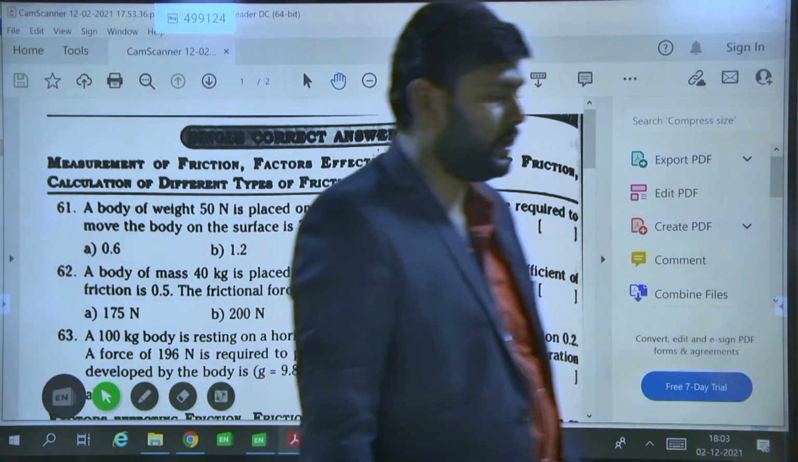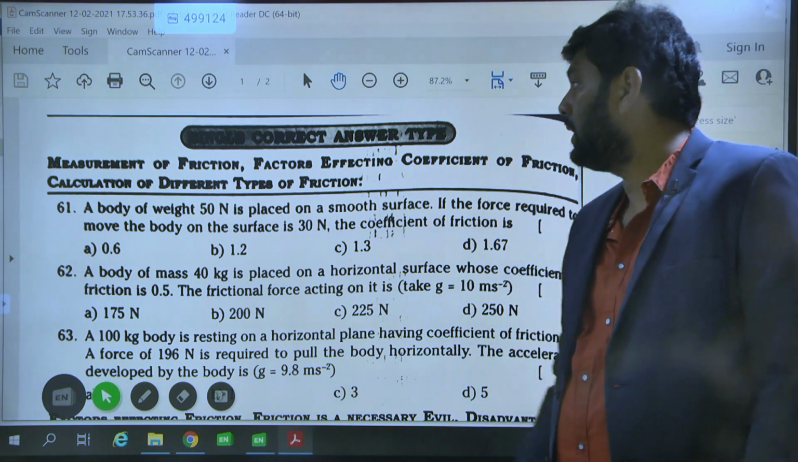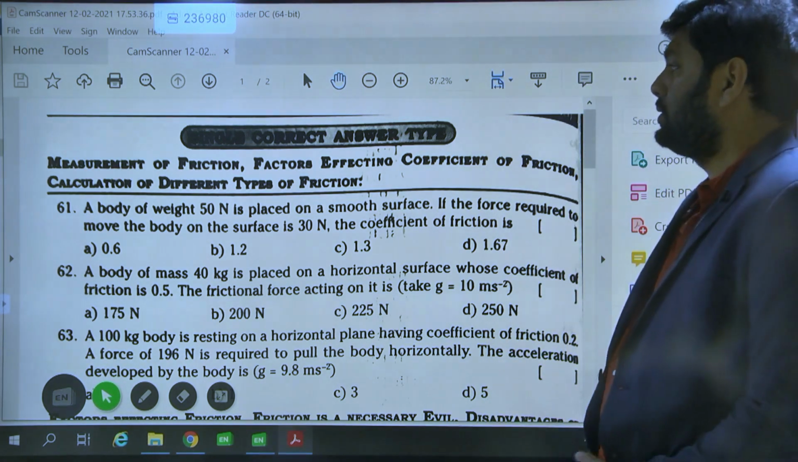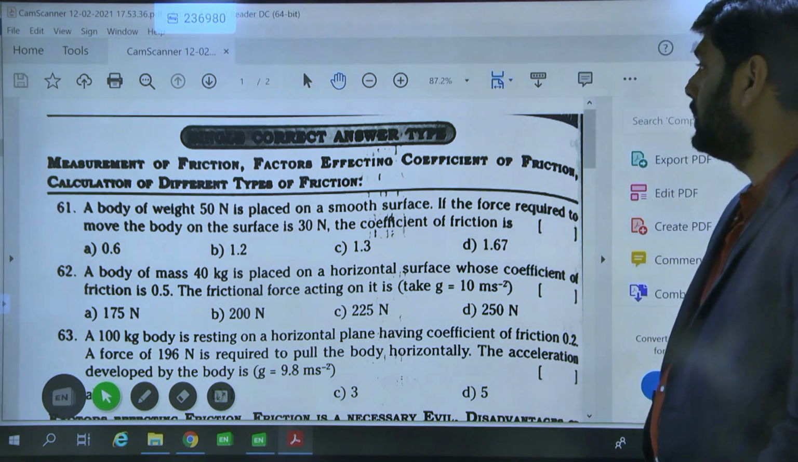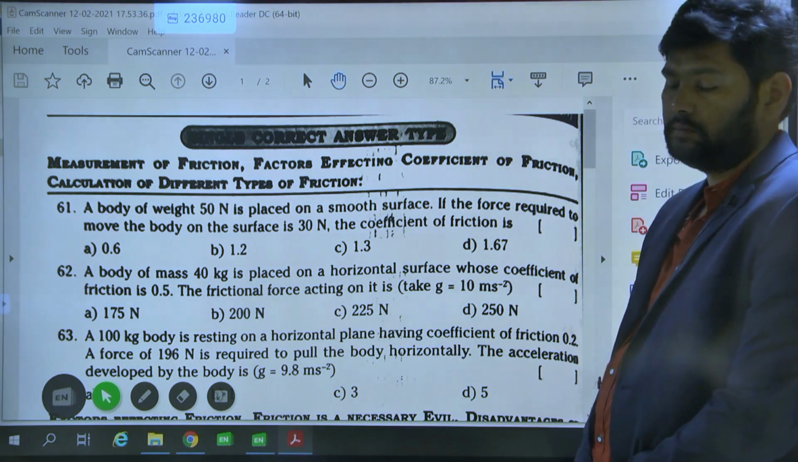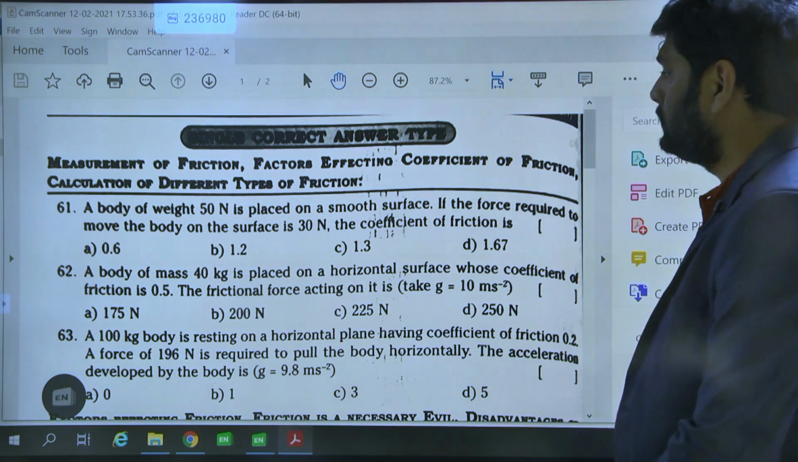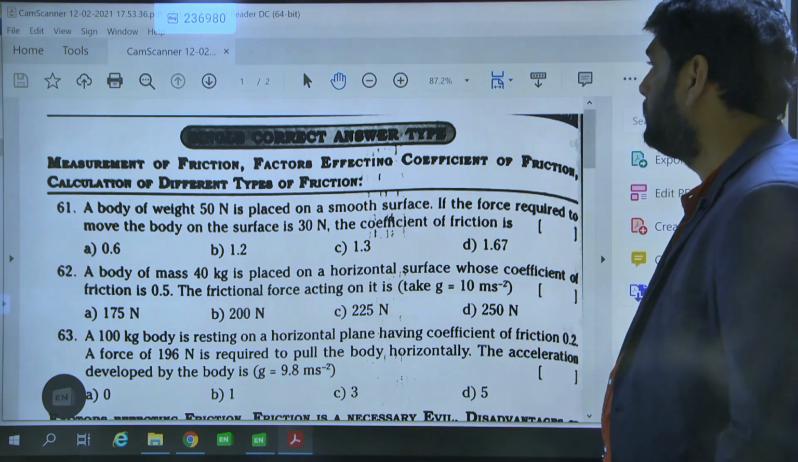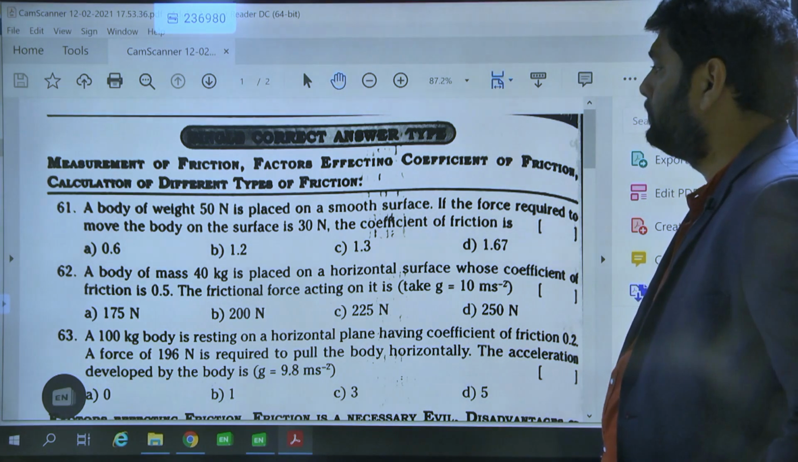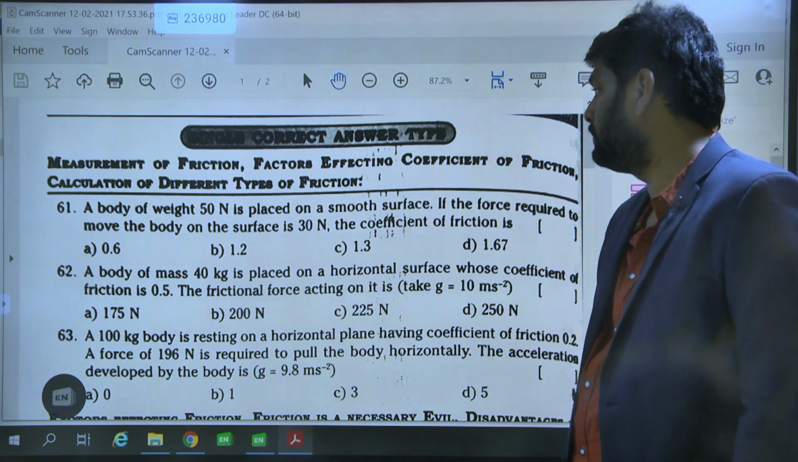Today we'll do some numericals based on friction. Look at the first question. A body of weight 50 newtons is placed on a smooth surface. The force required to move the body on the surface is 30 newtons.